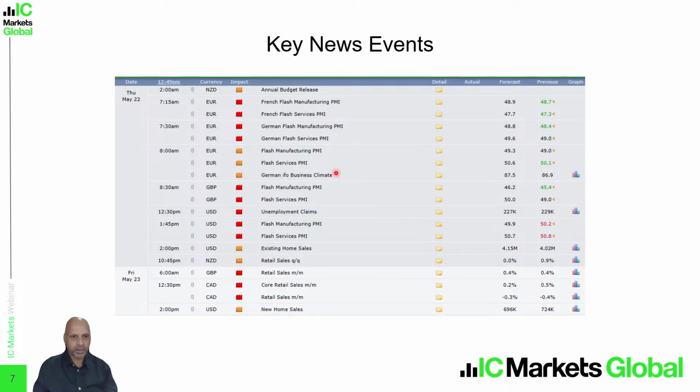Then on Thursday, we have a barrage of flash PMI reports for the manufacturing and services sectors for the wider Euro area, for Germany, and for France as well. At 8:30 a.m. GMT, the flash PMI reports for the UK will be released, and later on, for the US, it's going to be released at 1:45 p.m. GMT. Finally, on Friday, we've got retail sales figures for both the UK and Canada. Now with that, let's dive into the charts and TradingView and begin the analysis.